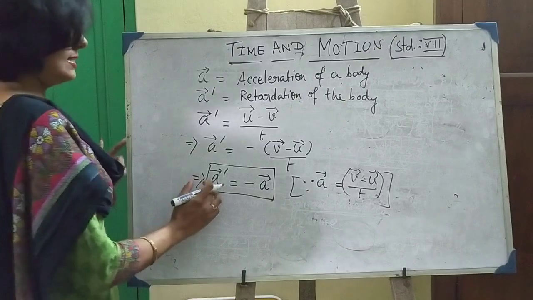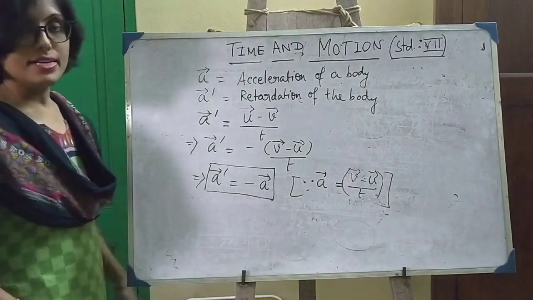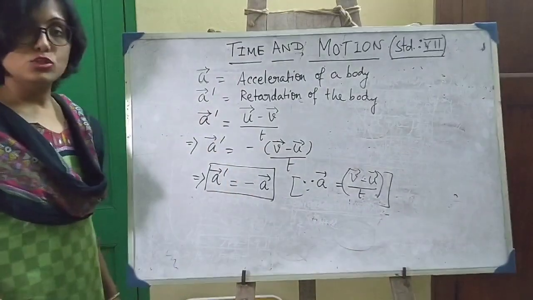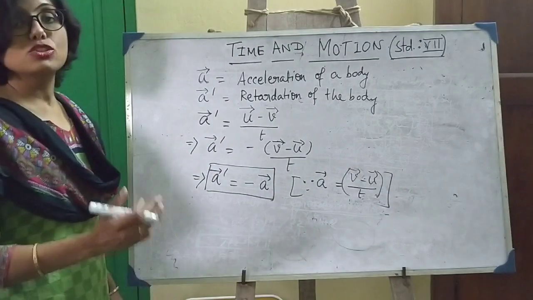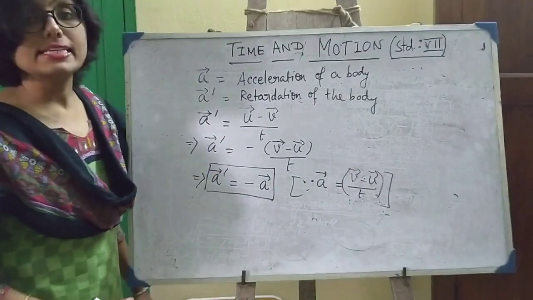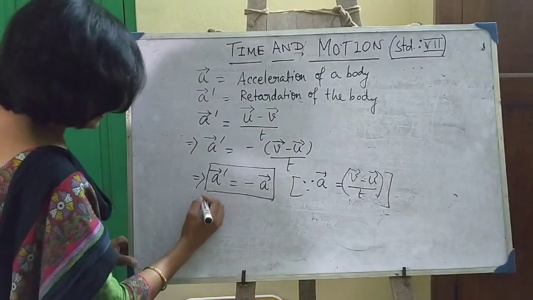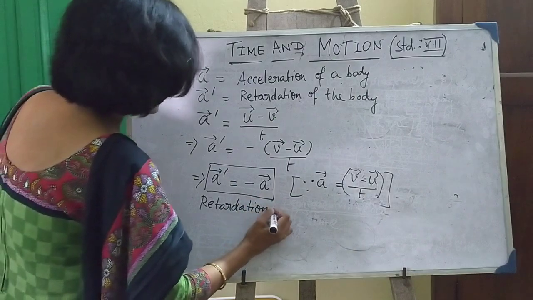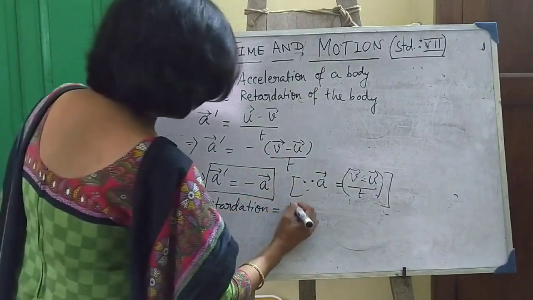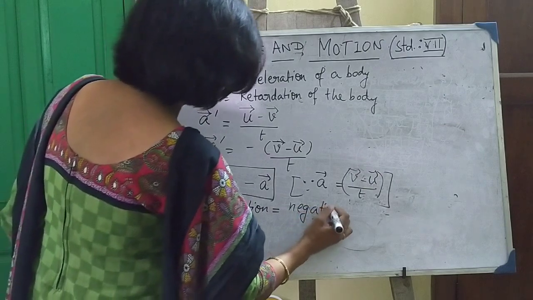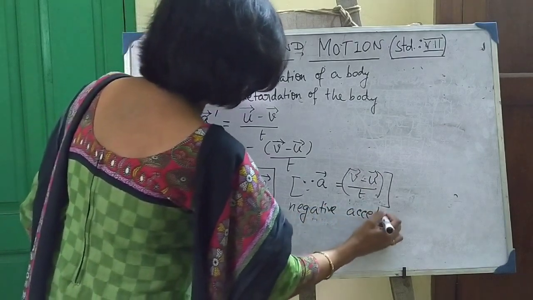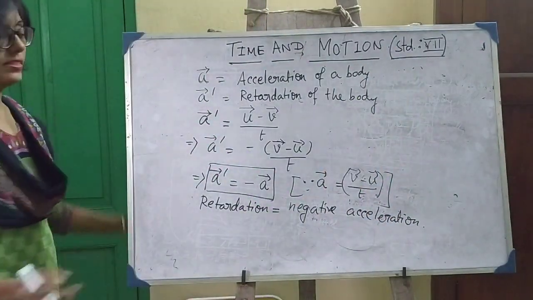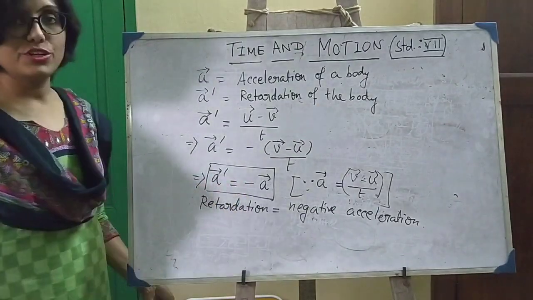So deceleration is nothing but the acceleration of the body with a negative sign. So deceleration or retardation is also known as negative acceleration. So we can conclude that retardation or deceleration is also known as negative acceleration. This is the relation between deceleration and acceleration of a body.